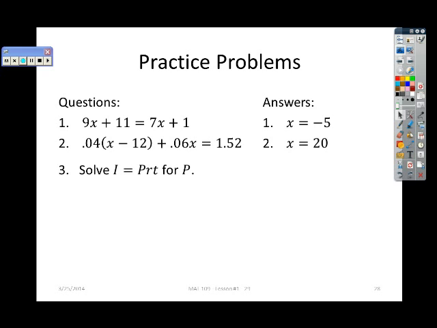I've got to do something with the R and the T. How is it connected to the P? They're multiplied, aren't they? How do you undo a multiplication? Divide. What do I divide by? The R and the T. P equals I over RT. Same sort of thing you do as if they were numbers. Nothing any different. It's just you're doing them with letters.